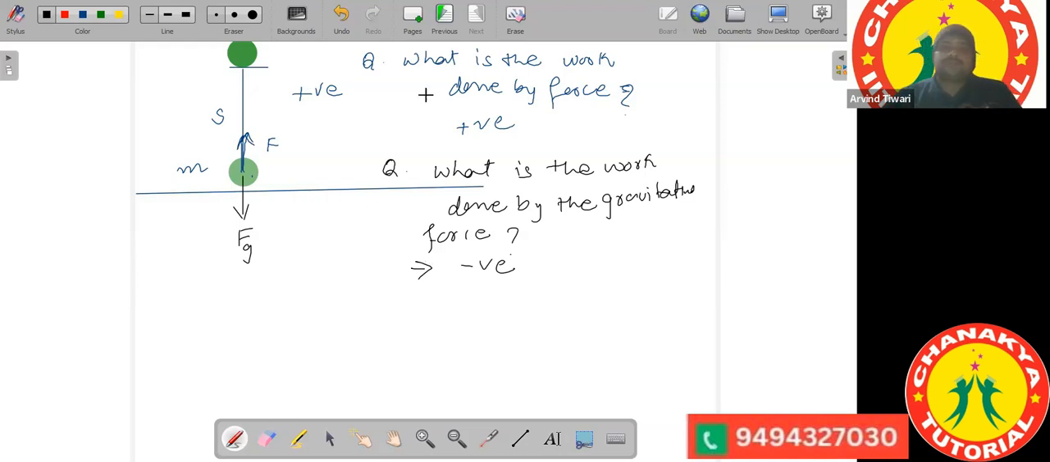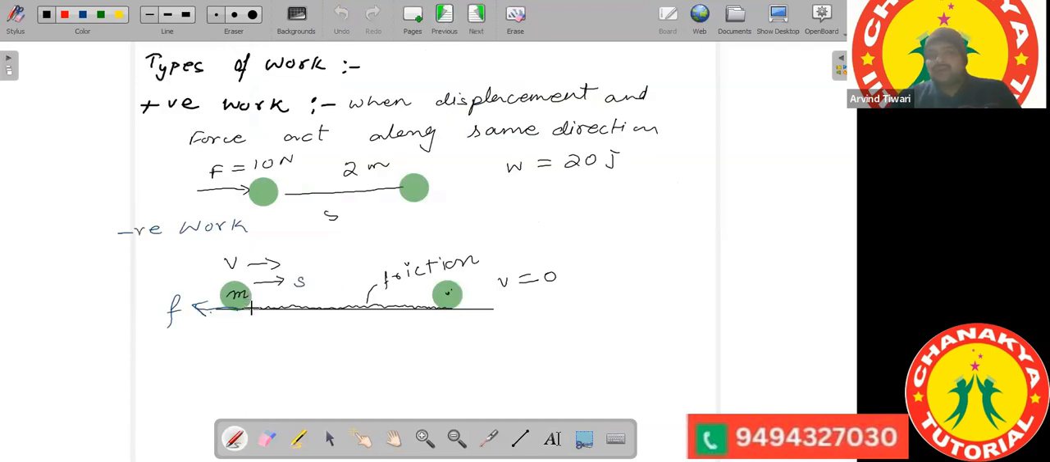Similarly here, if I ask you, what is the work done by the force of friction? Since the force of friction is acting in the opposite direction, and there is a displacement in the positive direction, they are opposite to each other. What will be the work done by the friction then? What is the work done by friction? Positive or negative? Negative.